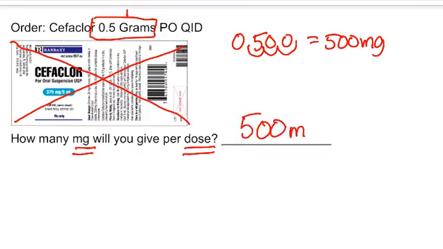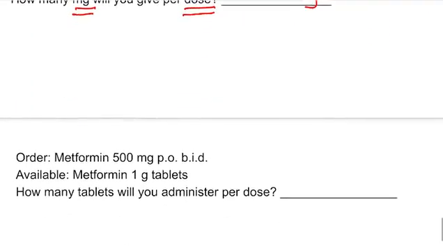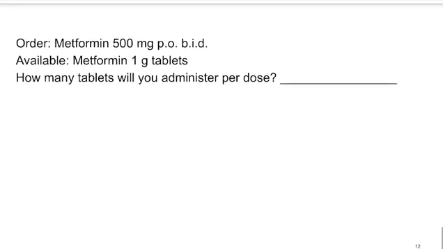500 milligrams is my final answer. Okay. Here's another one, tablets per dose. What do I need to know for tablets per dose? I need to know how much the doctor wants, and I need to know the concentration of my label. This is going to be another D over H times V calculation.